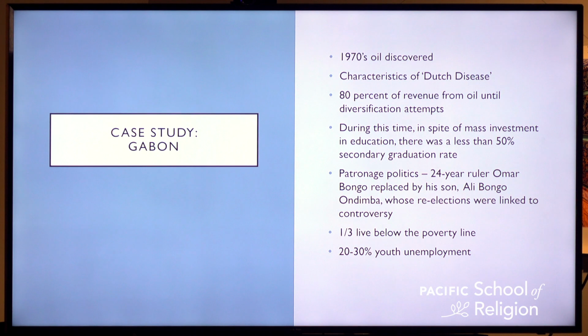So one case study I want to talk about is Gabon. I do not know this case study incredibly well, so I apologize if there are facts I'm getting wrong here. But at a high level, in the 1970s, oil was discovered, with the same characteristics of Dutch disease. So 80% of their revenue came from oil, and then there was an attempt at diversification. But even though there was a mass investment in education, there was a less than 50% secondary graduation rate. It also led to a centralization of patronage politics.